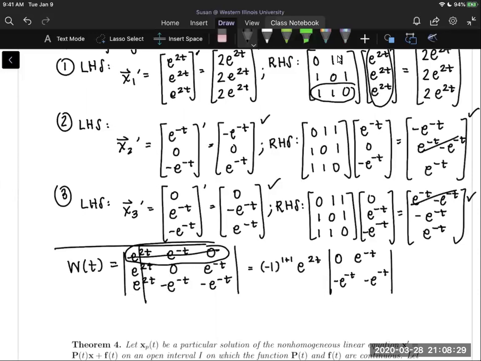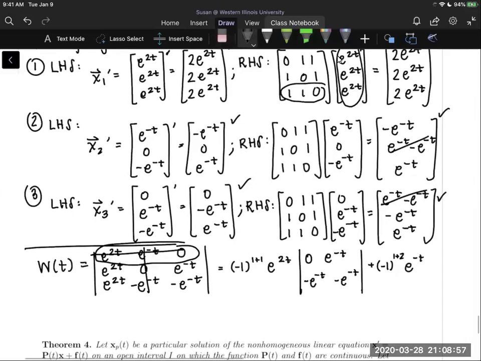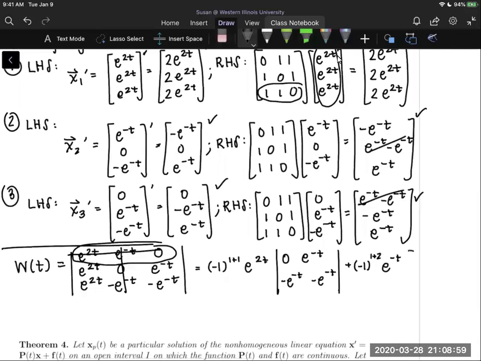And then my next term is going to be a negative 1 to the 1 plus 2, e to the negative t. Let me clean up these lines. And what was that? That was an e to the negative t right there. And now if we strike through that row and column, our cofactor matrix, I'm going to squeeze it in over here. Oops, I want determinant, so let's do straight lines.